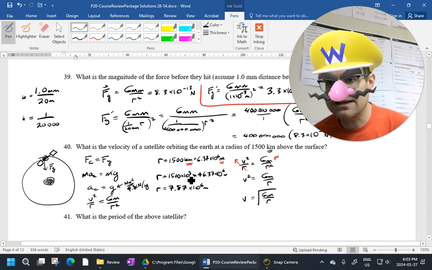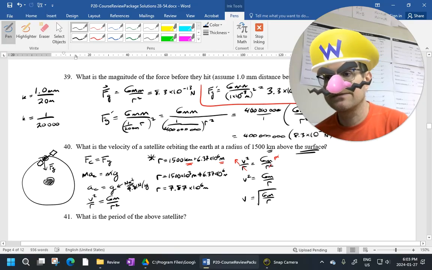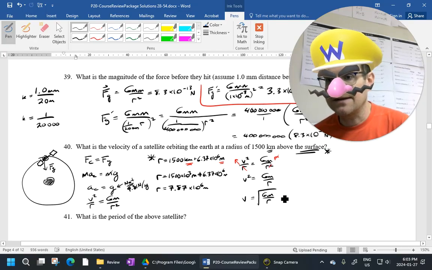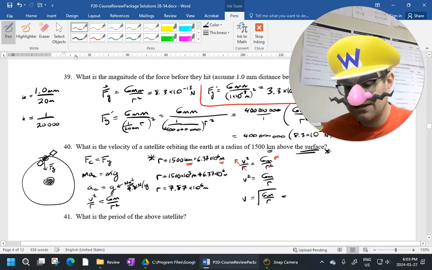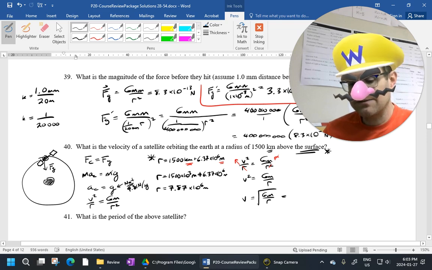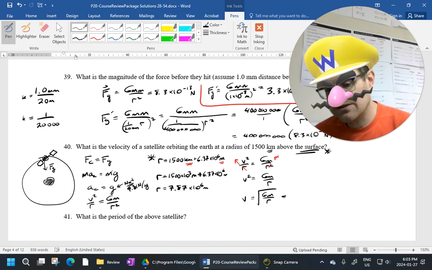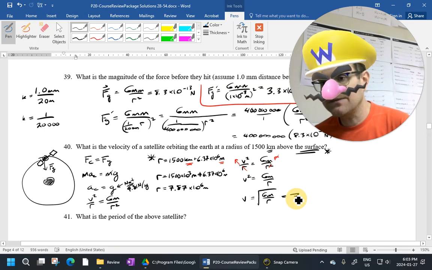So that's my radius, right? Very important that this is above the surface. Okay, so we go over here now. I can type all my numbers in: 6.67 times 10 to the negative 11 times 5.97 times 10 to the 24. That's just on your formula sheet. Divided by this r we just found. Make sure you take the square root of that answer. And we're going to get something that seems reasonable.